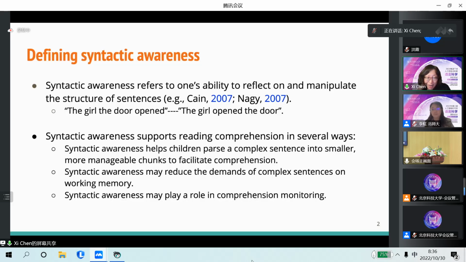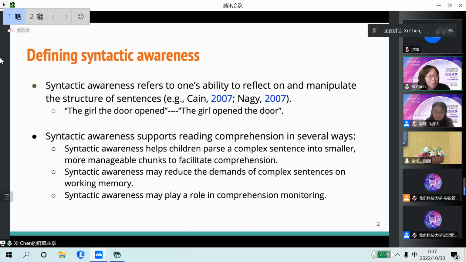In a related vein, syntactic awareness also facilitates comprehension by reducing the demands of complex sentences on working memory. Obviously, it's very challenging to memorize one long sentence, but if you can chunk it into different pieces, it's a bit easier to remember. And also it's hard to remember a sentence word by word because a sentence can have 20, 30 words. But if you can segment it into, say, 5 to 7 chunks, it is much easier.